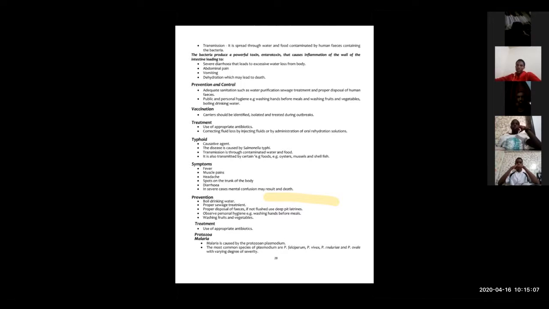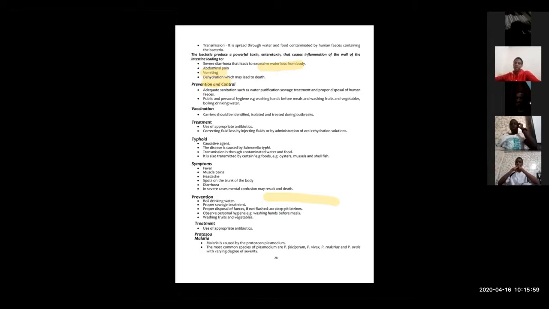So the symptoms I've mentioned: severe diarrhea that normally leads to excessive loss of water. I hope you can see that. It leads to excessive loss of water from the body. Your body becomes dehydrated, and then you'll also have a feeling of abdominal pain. The bacteria are inside your intestines, so that gives you a lot of pain. Then we have vomiting. You vomit seriously. So vomiting plus diarrhea makes you lose a lot of water. Then that leads to the last one, which is dehydration. So the dehydration there can easily lead to death.